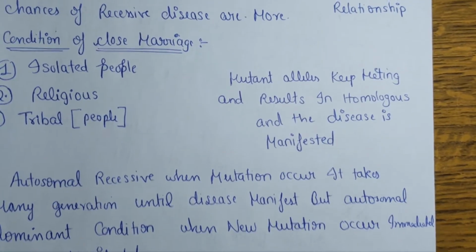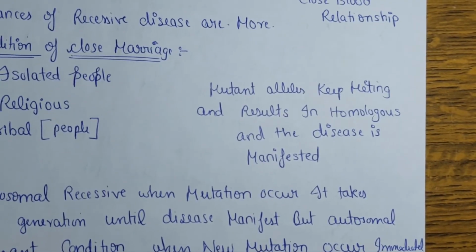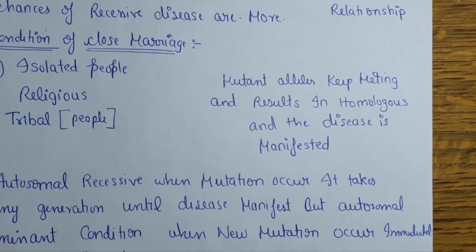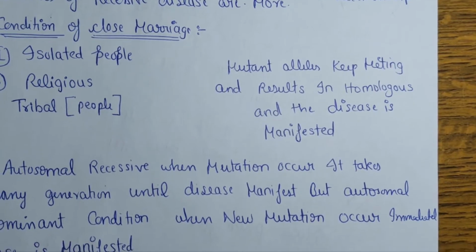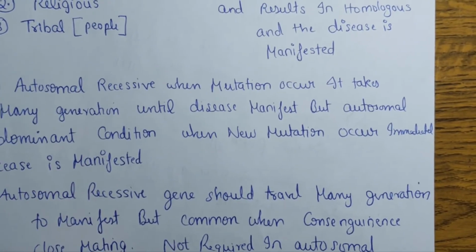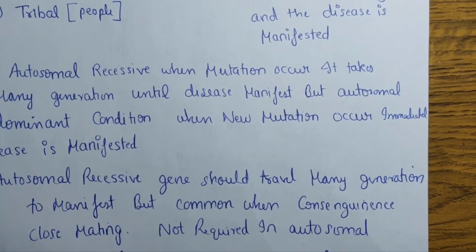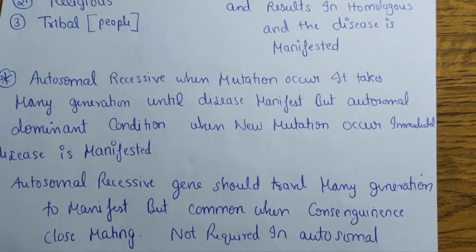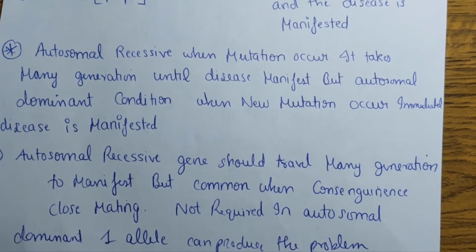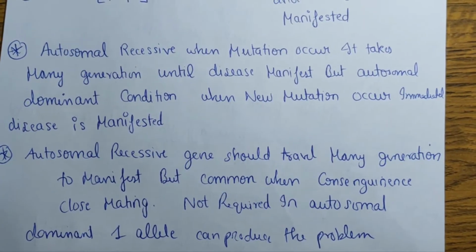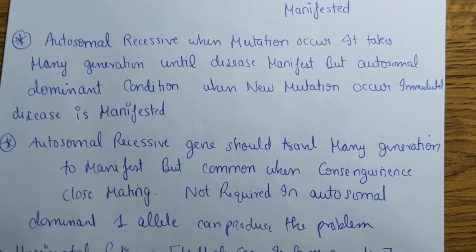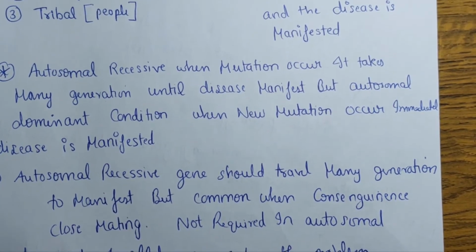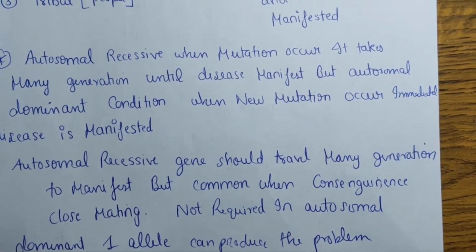So as a result, in such people, mutant alleles will keep meeting with each other and result in homozygous individuals, and the disease will be manifested. Not only this, in autosomal recessive, when a mutation occurs, it takes many generations until the disease is manifested, but autosomal dominant conditions will be manifested immediately after the new mutation takes place.